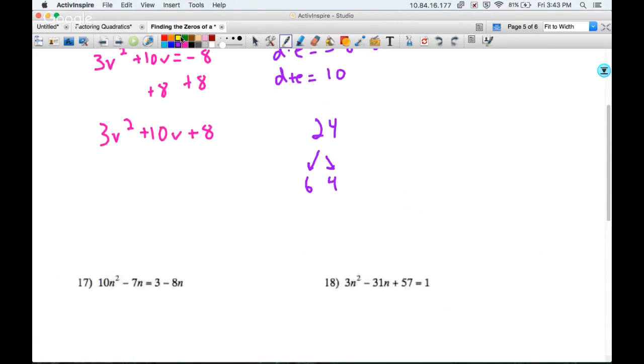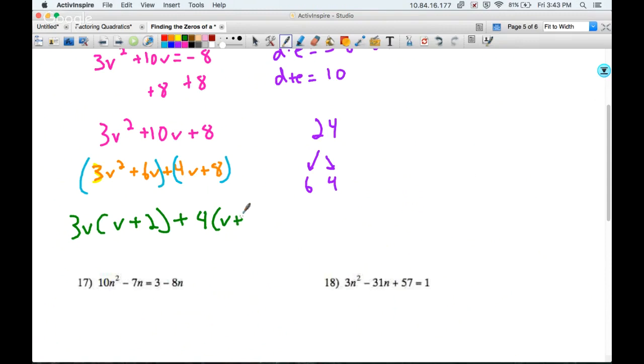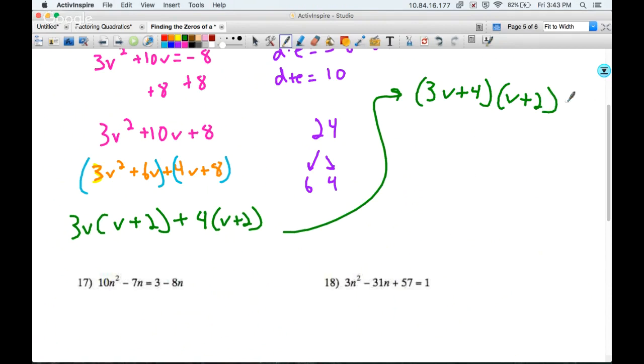So let's do that now. I'm going to split this. 3v squared plus 6v plus 4v plus 8. Split it into my two groups. And we get 3v times v plus 2 plus 4 times v plus 2. This now becomes, I'll write it over here, 3v plus 4 times v plus 2 equals 0.